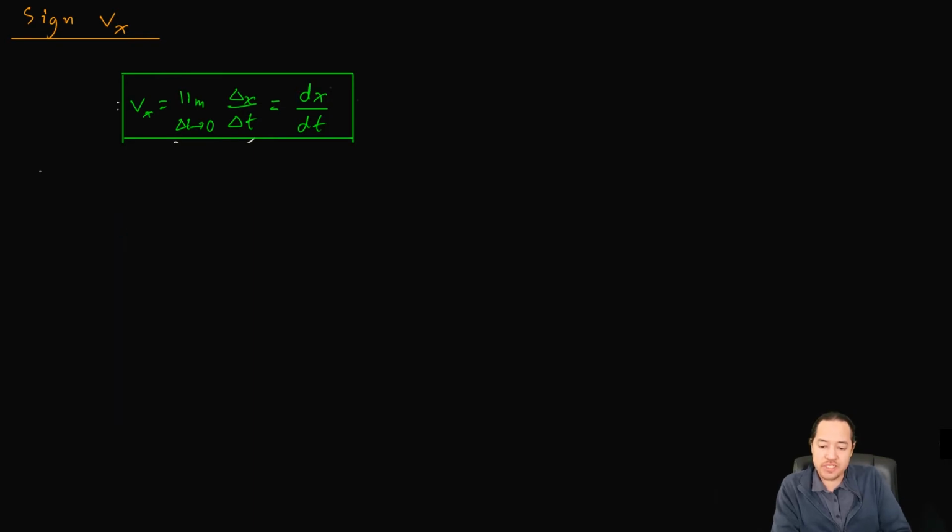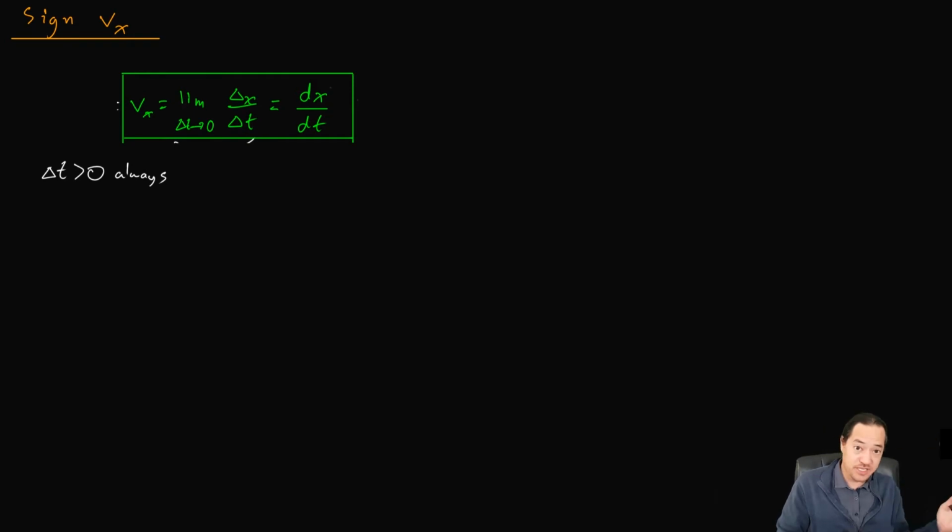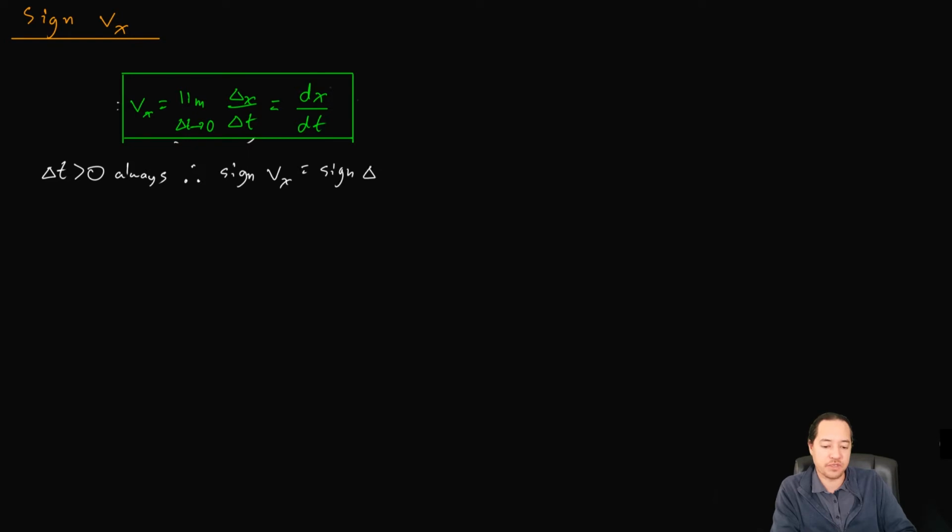So one thing we want to notice is that our time interval, delta t, will always be greater than 0. And that's because time is always moving forwards, right? So our final time is going to be greater than our initial time, right? So delta t is always going to be greater than 0, unless you have a time machine and you can travel back in time. So what this means is that the sign for our velocity must always be the same as the sign for our displacement.